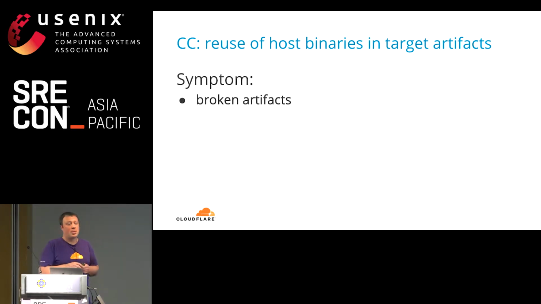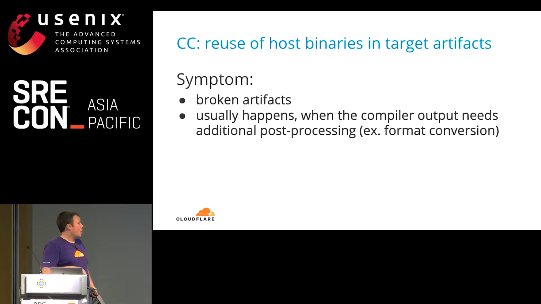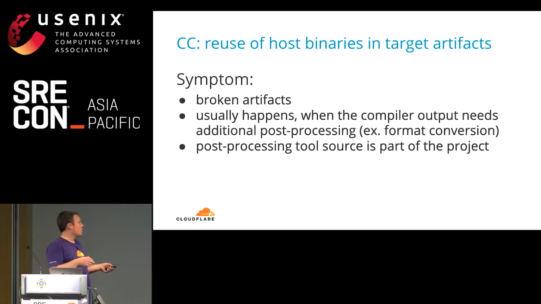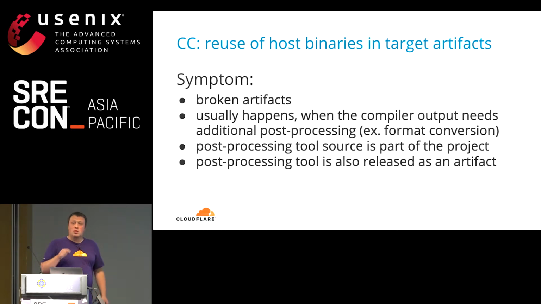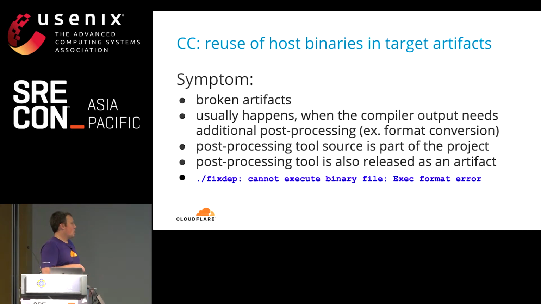The final potential pitfall we encountered is broken artifacts. The cross-compilation works fine, but in the end, the artifacts themselves, when you install them to the target system, don't work. And again, as before, it usually happens when the compiler output needs additional post-processing tools. These tools are part of the sources as well. But also, these post-processing tools are also included as a release artifact. And you get an error something like that, cannot execute binary file, exec format error. So we encountered this issue when cross-compiling the Linux kernel, a pretty unpopular project.